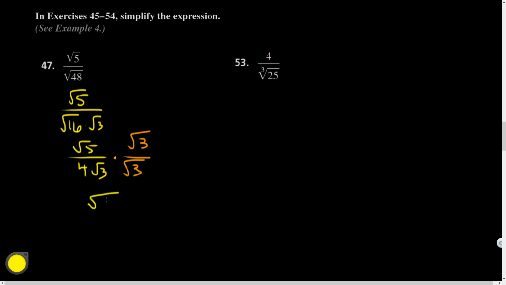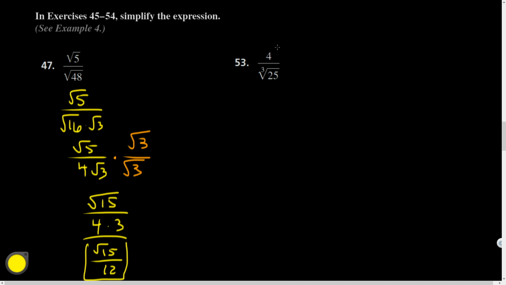Square root of 5 times square root of 3 is rad 15 over 4 times rad 3 times rad 3. Whether you think about that as the square root of 9 or the square root of 3 squared, the square and the square root cancel out. Either way, you get 3 left over. And so I'll have square root of 15 over 12, final answer. And I cannot simplify 15 and 12. Yes, I agree 3 goes into 15 and 12, but one of those is in a radical, the other is not.